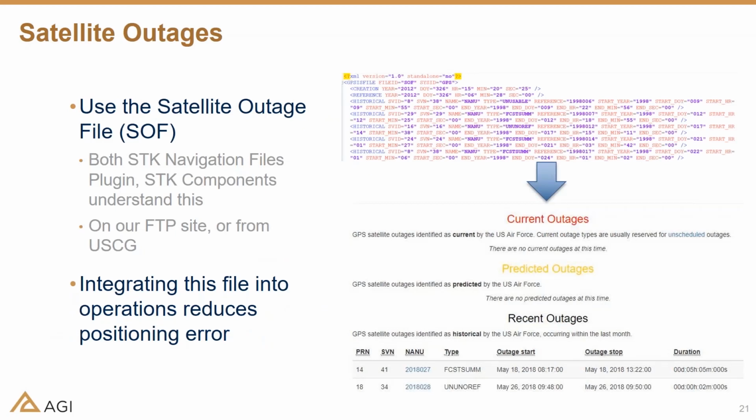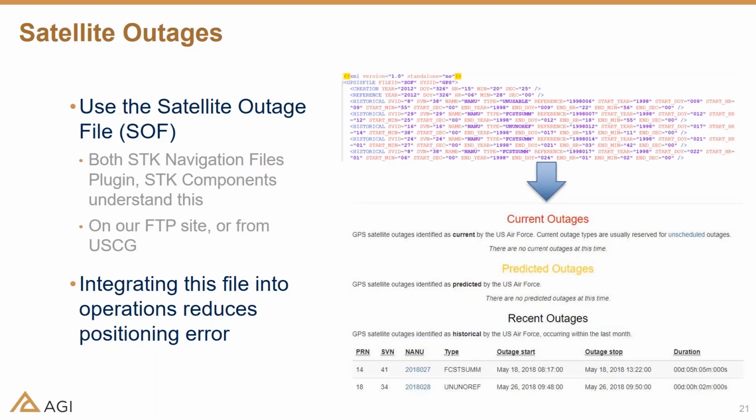Let's move now on to the satellite outages. We talked about those. I mentioned that the Air Force produces files and information, actually called NANUs, that send out outage information for satellites when they know they're going to be out for maintenance. They also produce a file called a satellite outage file, or a soft file, that both the SDK navigation files plugin and SDK components understand. It's a machine-readable XML formatted file. You see a picture or a snippet of one on the upper right there. You can get it from our FTP site, or you can get it from the US Coast Guard site. But using that machine-readable file, you can turn that into usable information on satellite outages and plug those directly into your system. I would highly encourage you to incorporate using this file, especially when you move into operations, because it'll reduce your positioning error based on satellite outages that you may not know about. You don't want to be predicting what your navigation error is when you go out in the field without knowing what the satellite outages are.